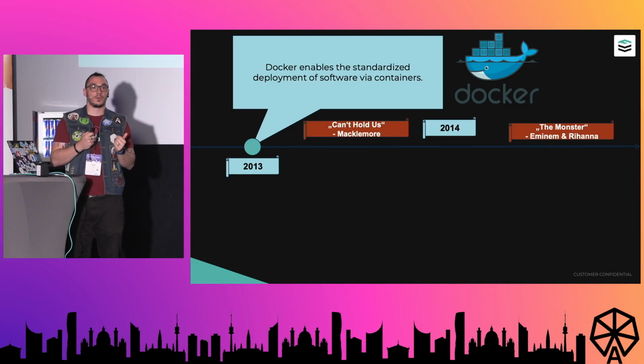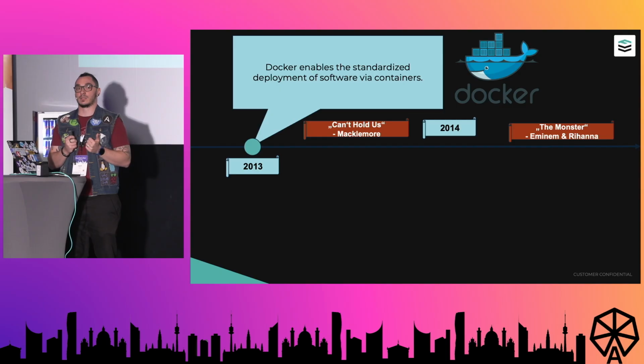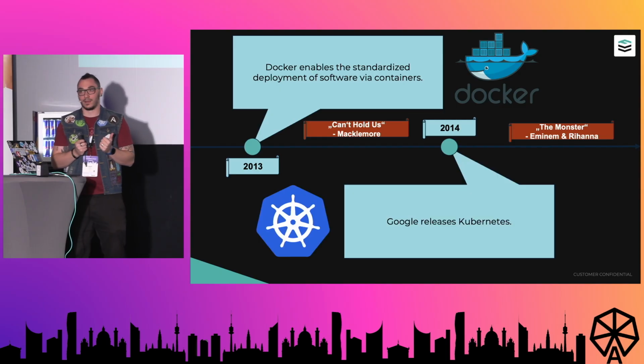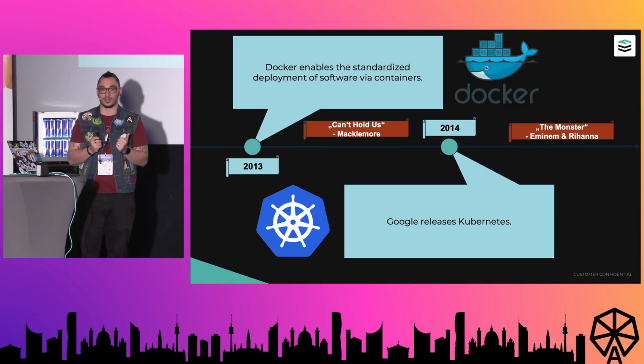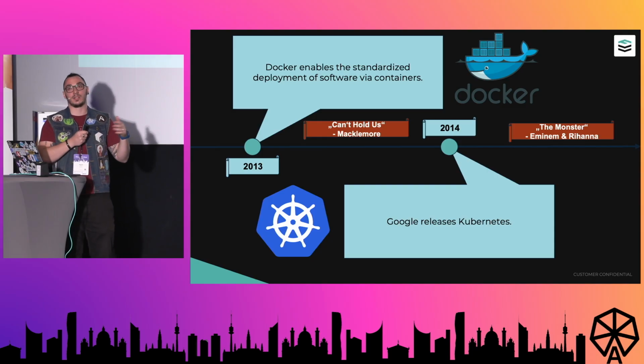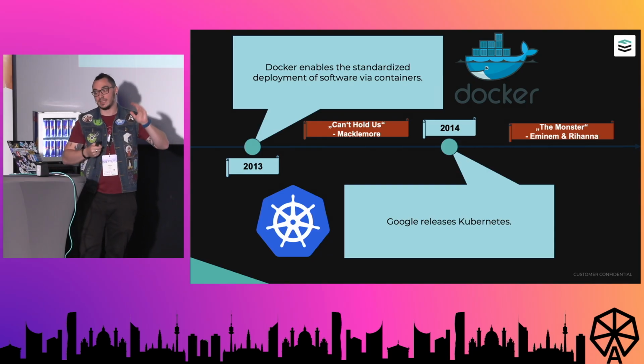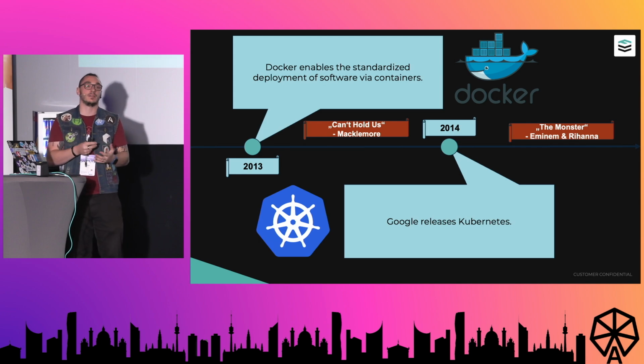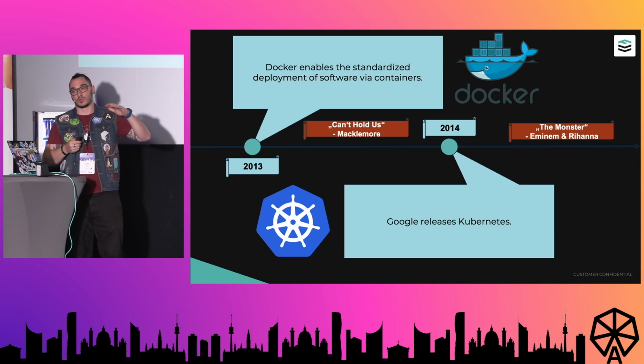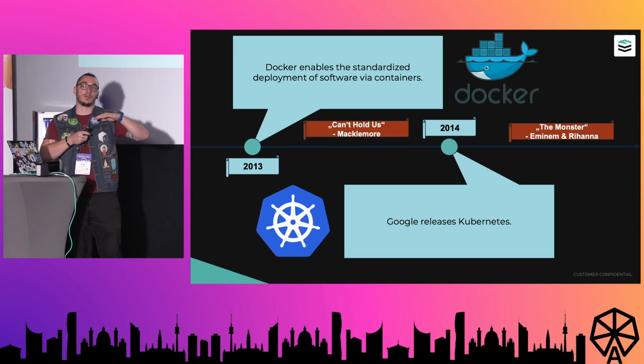And then in 2014, Eminem and Rihanna released the Monster, and Google released Kubernetes. Thank you for the giggles. So this is actually pretty much the most iconic release date that we know of in the cloud native space since this day, since this was pretty much the whole thing that kicked off our industry as a whole.